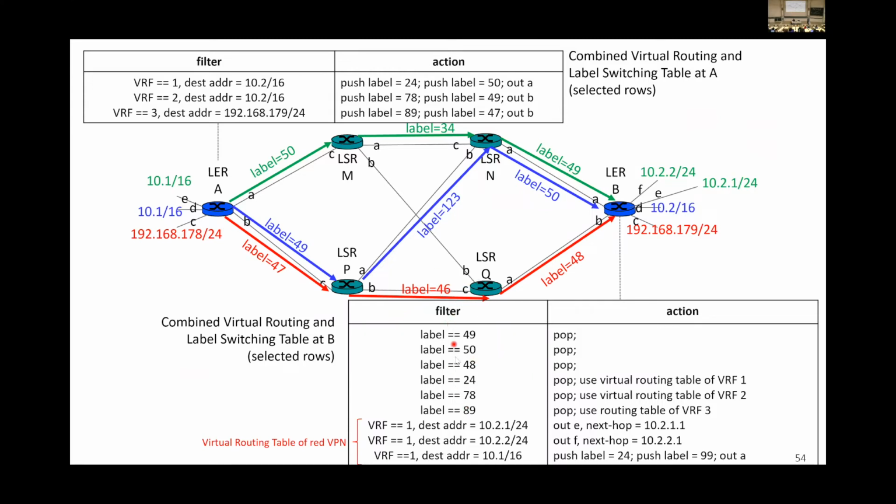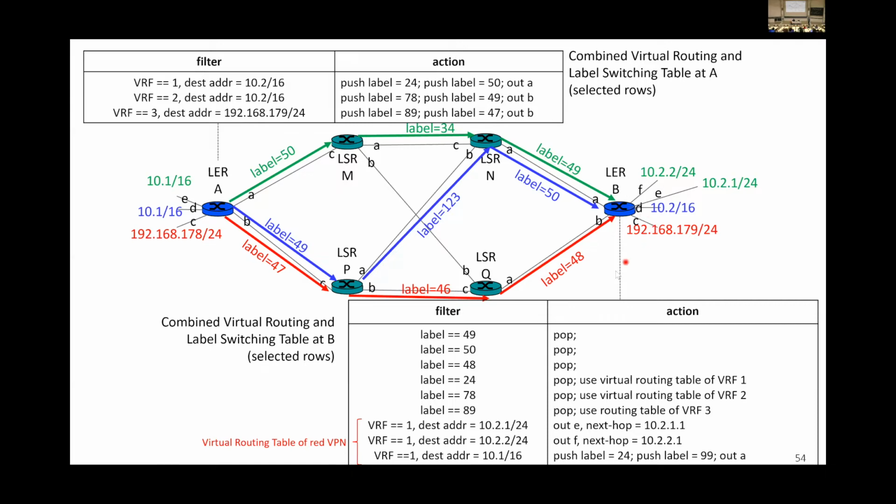You could have multiple internal labels. Here I'm showing only one. And you go to the next rule that has an exact match. The next rule that will have an exact match, because you've removed this outer label, is label 24. And now the label 24 identifies the green VPN.